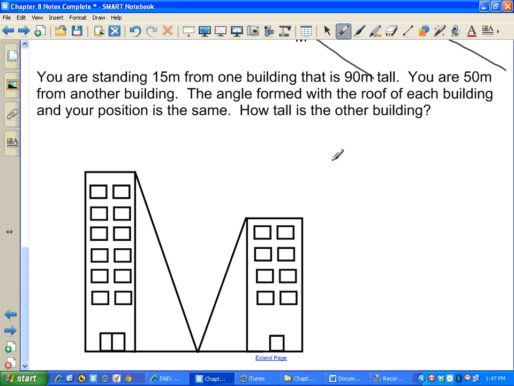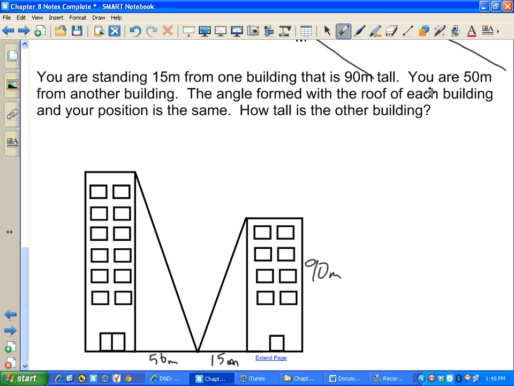Here's another way we can do it. You're standing 15 meters from one building that is 90 meters tall. So this building is 90 meters tall, and I'm standing 15 meters away from it. Well, it looks like I want to do this the other way, because I'm 50 meters away from another building. So I'm closer to this building, so let's make that the 90-meter one. 15 meters away from here, this is 90 meters tall. I'm 50 meters from this building.